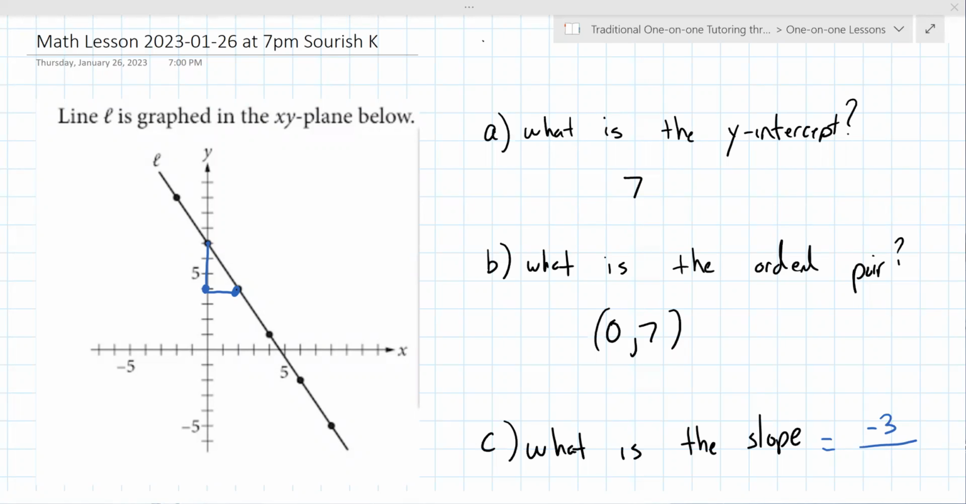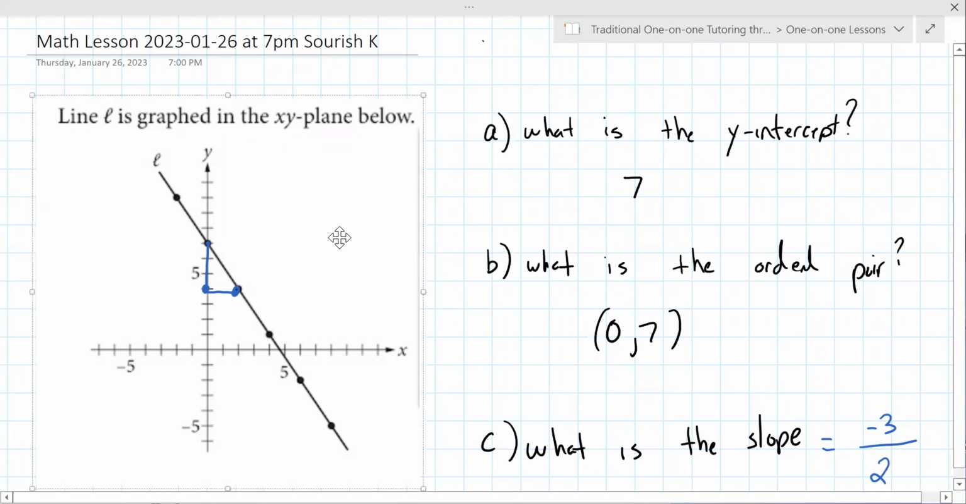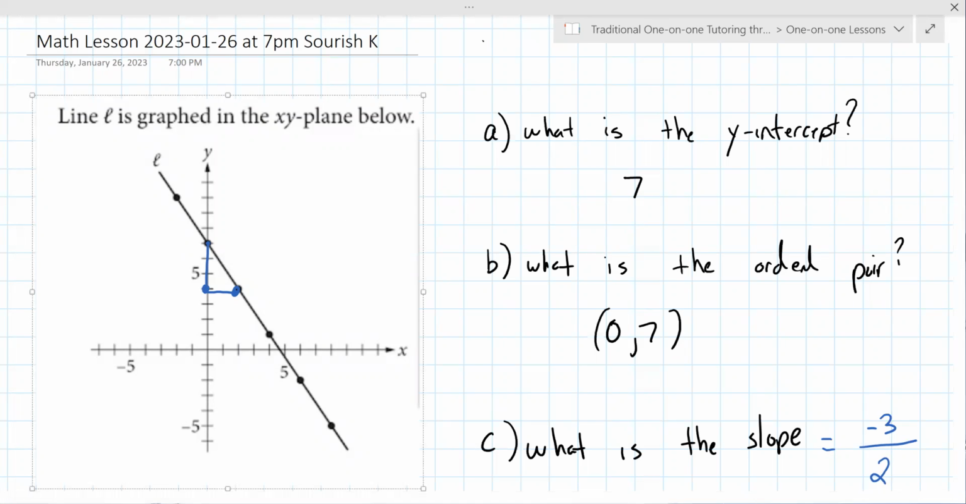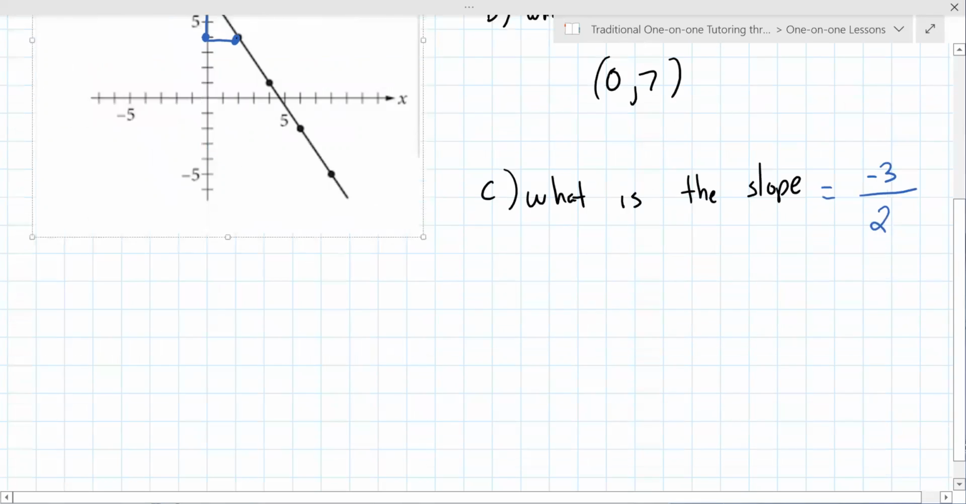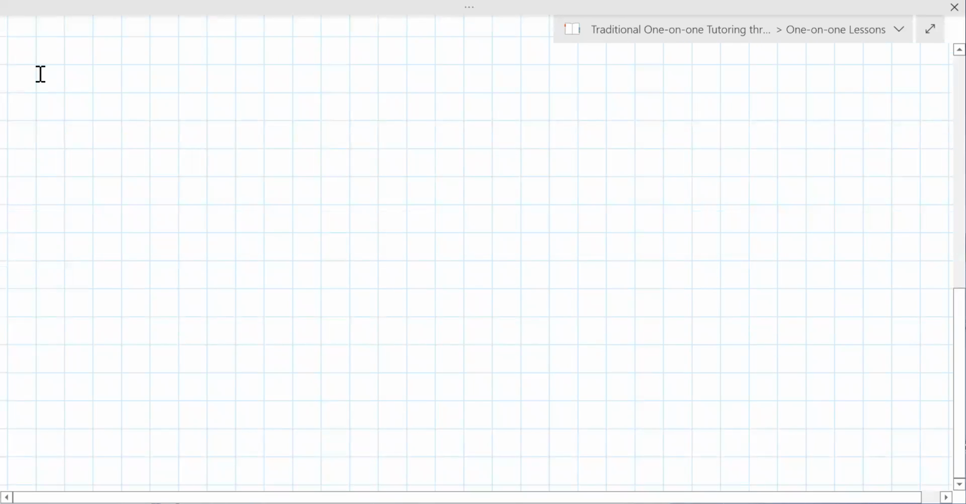Right, as you know, to the right, you're going 2 spaces. So would you agree the slope is minus 3/2? Yes. Okay, very good. All right, one more question for you on this one. Let me just reframe the problem here.